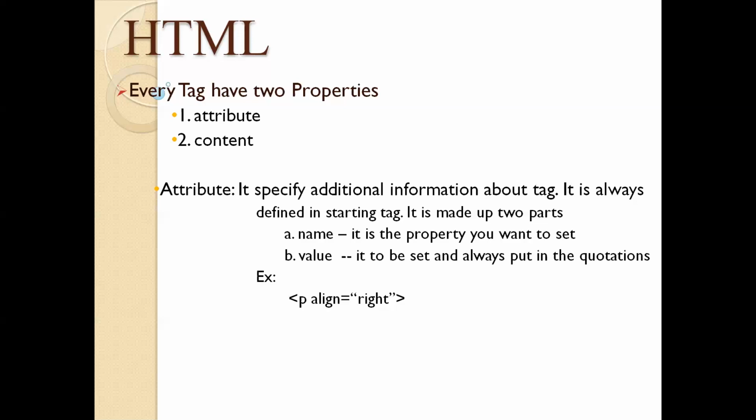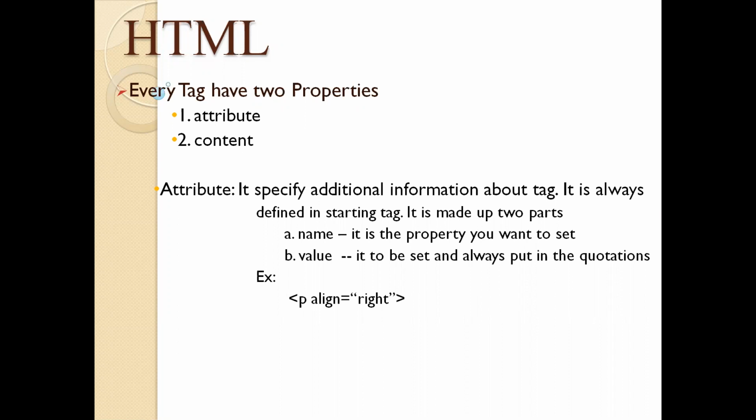So let us come to the point. Here in the example, we have given less than P, align equal to right, greater than. This particular tag is a start tag because it does not contain a slash symbol. The name of the tag is P, which represents a paragraph, and then align. Align is the name of the attribute. We have already seen that align is the name of the attribute.